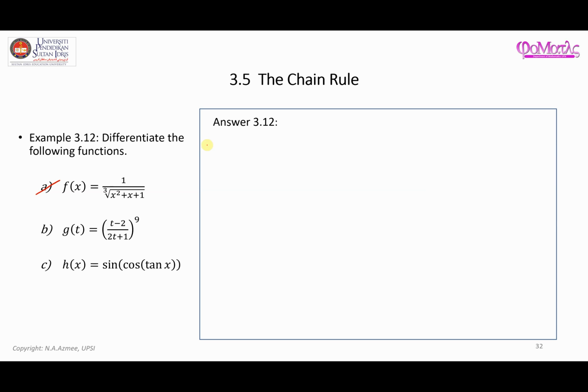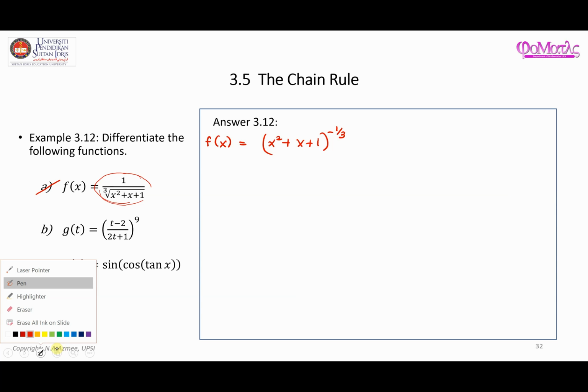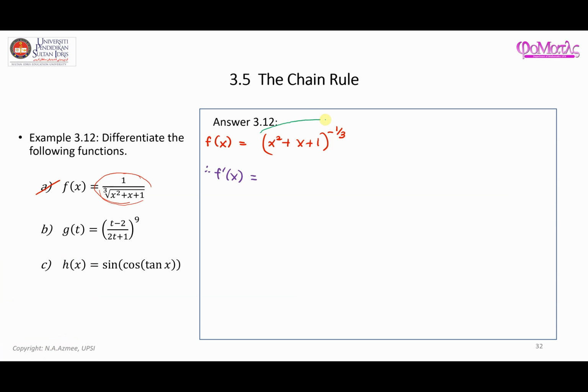We have f(x), and f(x) here can be written as (x squared plus x plus 1) to the power of negative 1 over 3. So the representation here can be changed to this one. I'm going to consider viewing it as having an outer function and inner function, differentiating it with regards to the outer function. So f prime x is going to be equal to, first I consider this outer function here and differentiate that, and the result is negative 1 over 3, maintaining whatever is in the bracket. So we have (x squared plus x plus 1) to the power of negative 1 over 3 minus 1. So that is the result of differentiating the outer function.